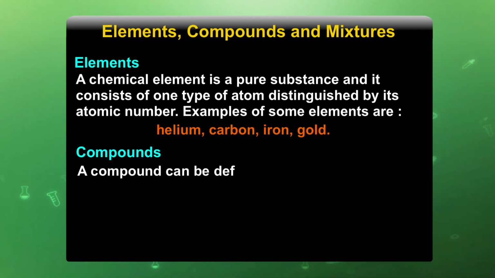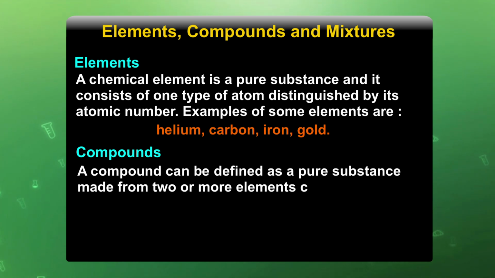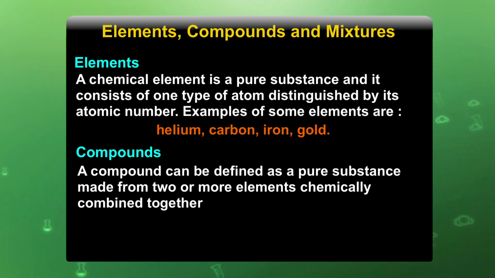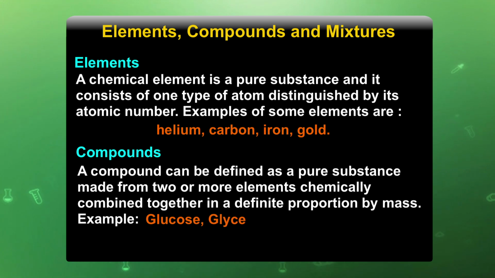A compound, on the other hand, can be defined as a pure substance made from two or more elements chemically combined together in a definite proportion by mass. For example, glucose, glycerol, carbon dioxide.